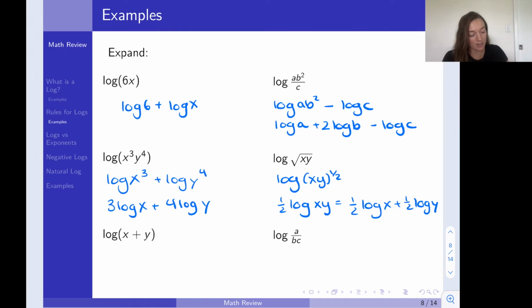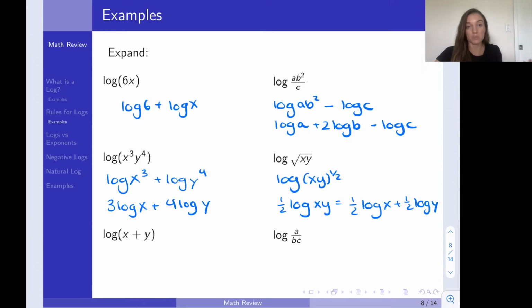Now it's important here when you go from this step to this step, both of these terms get the 1/2 because you sort of have parentheses out here. So when you expand out your log of xy to log of x plus log of y, both of these terms actually get the 1/2, because both x and y, you're taking the square root of both of them. Okay, and then our next one, we have log of x plus y.